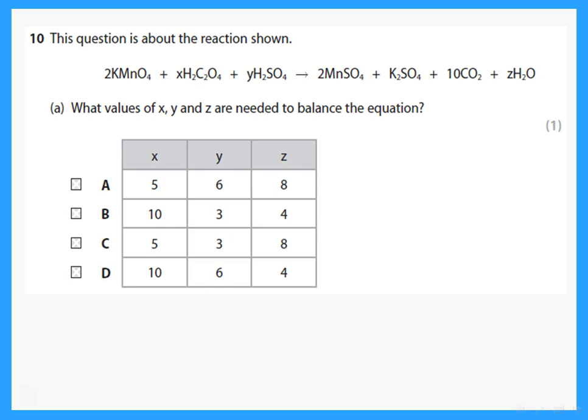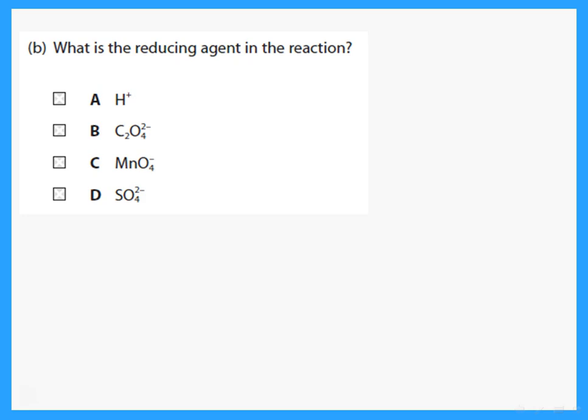Here he's giving me an equation and he's trying to tell me to balance. Well, if you sit down and try and balance this equation, you will find that you will need 5 in front of the H2C2O4. Then 3 in front of the H2SO4. This is simple balancing, and the water will have an 8 in front.